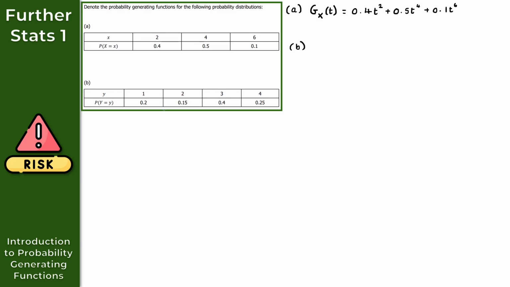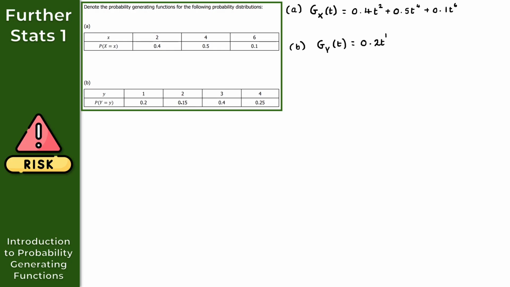So for part B then, now we're finding the PGF for this probability distribution given here. So we're now working with the random variable y here. So this is now going to be g of y in terms of t. So again, just using the same method that we saw for part A, we're going to get 0.2 t to the power 1 to begin with. So that's my first term.